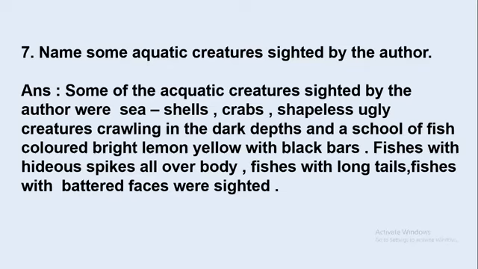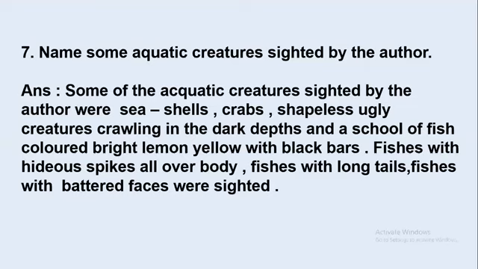Then he found a school of fish, a group of fish, a shoal of fish coming towards him. He found it was colored bright lemon yellow and it had black bars on its body. He also saw the other school of fishes which had hideous spikes all over the body. Hideous means very unpleasant. It was not looking good, but there were spikes throughout the body of the fish. Then he also saw the fishes with the long tails and fishes with the battered faces.